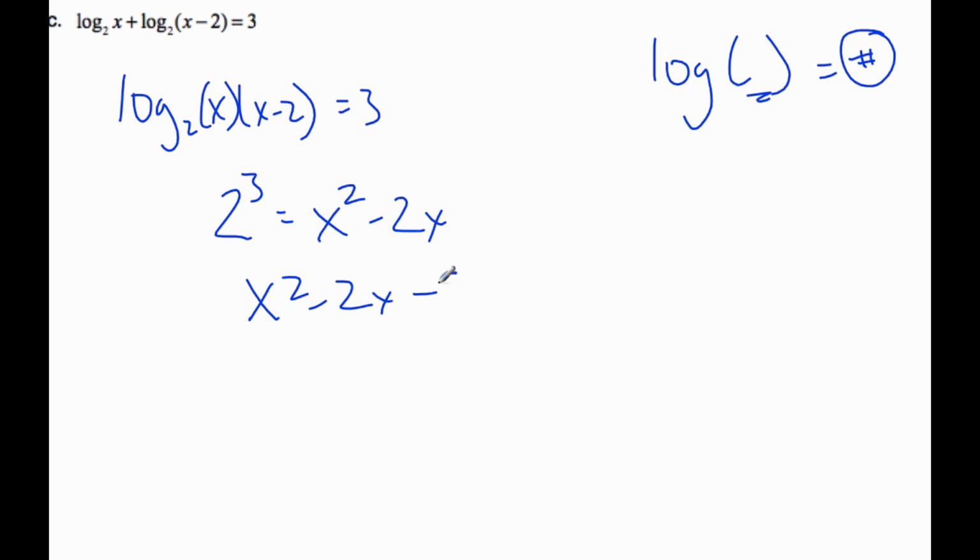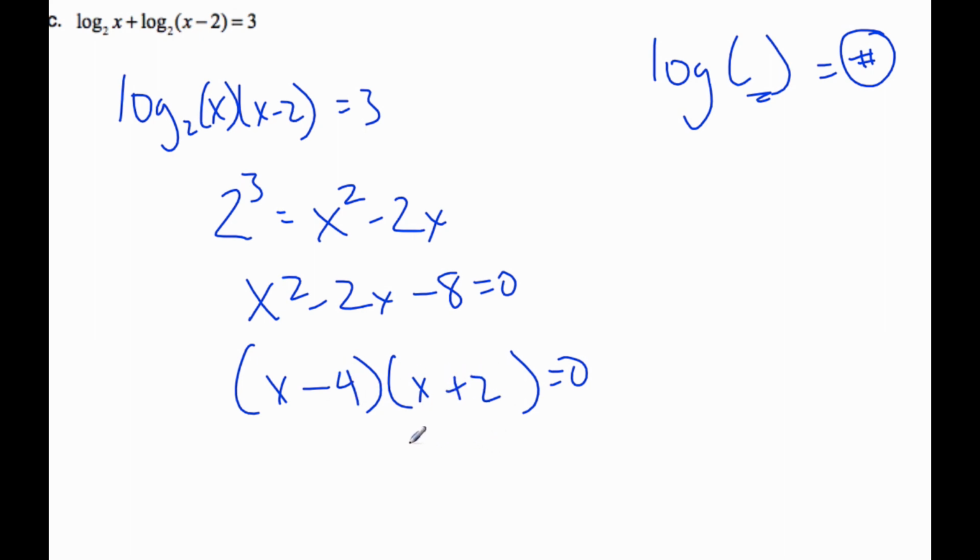So x squared minus 2x minus 8 is 0. So what two numbers multiply to get negative 8 and add to get negative 2? Well, that's going to be negative 4 and a plus 2. So x then is 4 and x is negative 2.